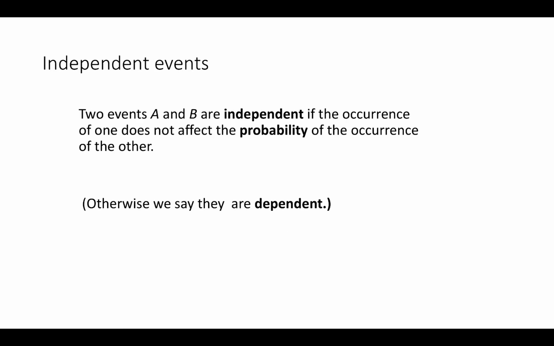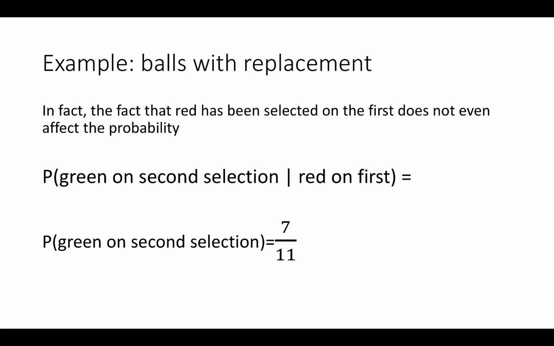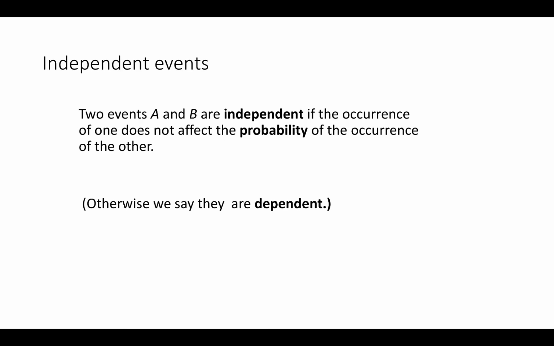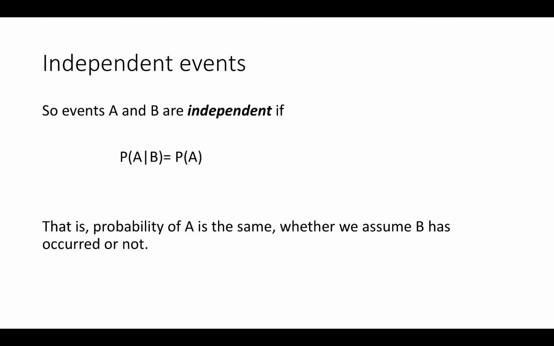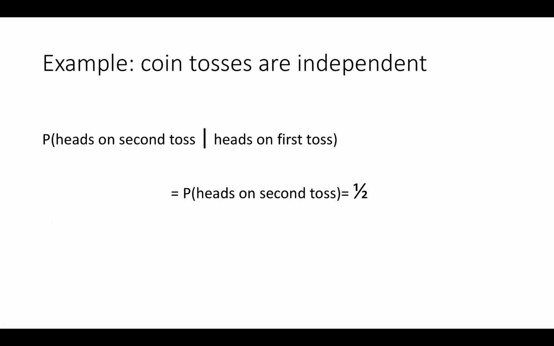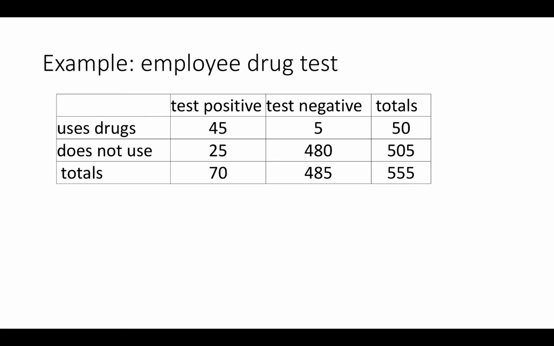We say that 2 events are independent if one having occurred doesn't affect the probability of the other. So in this case, the green on the second and the red on the first are independent. Red on the first does not influence. Otherwise, we say they are dependent. Here's how the notation works. So if B having occurred does not influence the probability of A, we say A and B are independent. So classic example is coin tosses. Doesn't matter if you flip 10 heads in a row, the probability of heads on your 11th toss is still a half. Here's an example using right from our text.